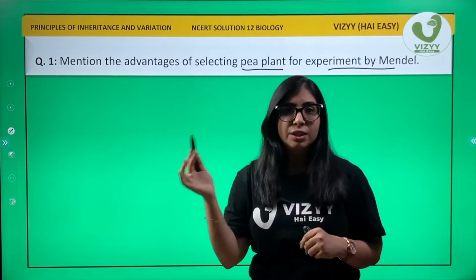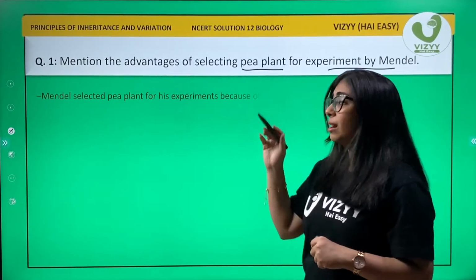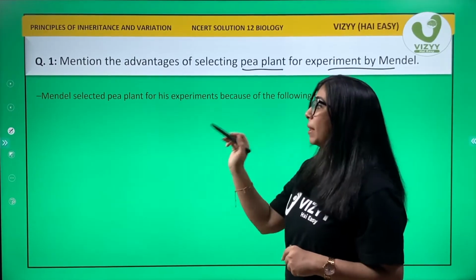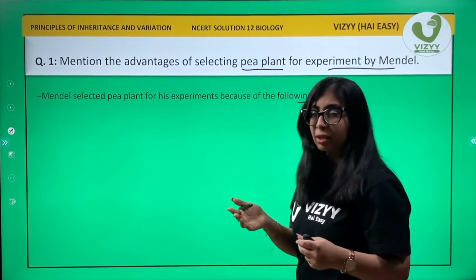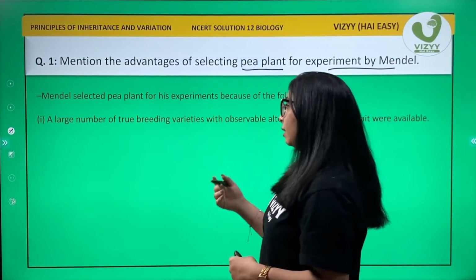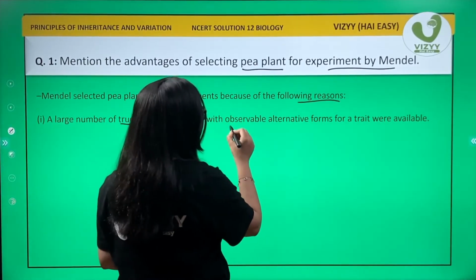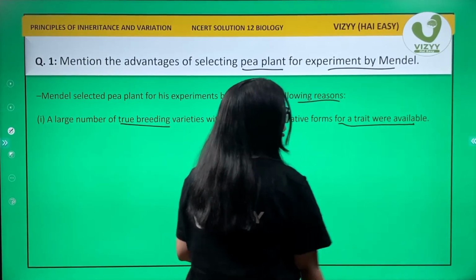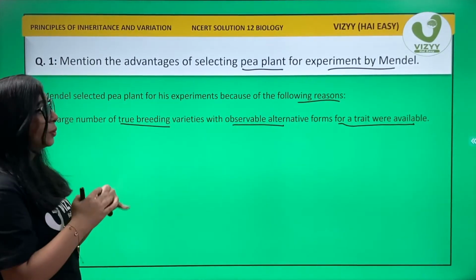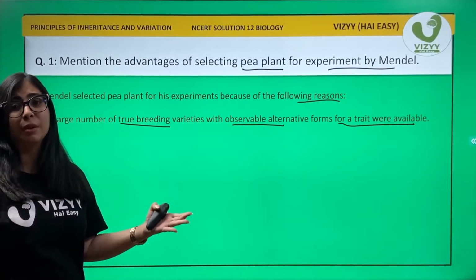So Mendel used pea plant. Why did he use pea plant? So the answer goes like, Mendel selected pea plant for his experiments for the following reasons. Reason number 1, that is, a large number of true breeding varieties with observable alternative forms of a trait were available. So you could find pea plant in a large number of varieties.